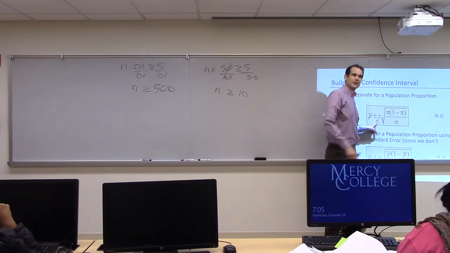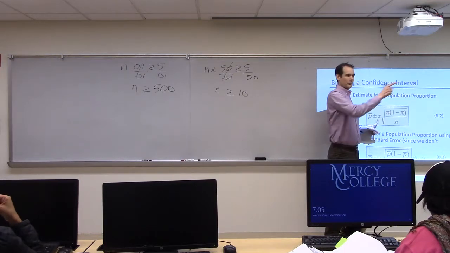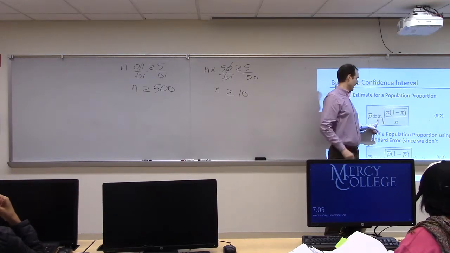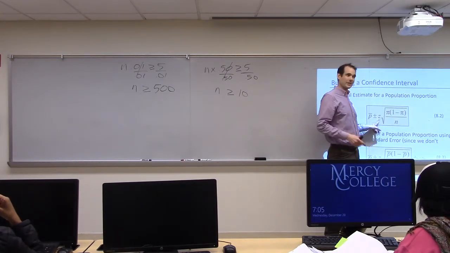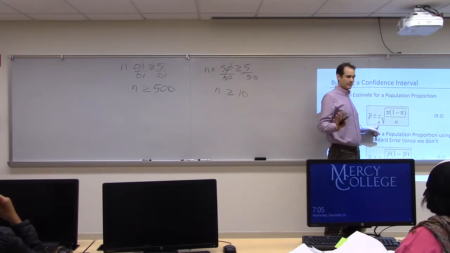1.96. It's technically going to be 2. I threw you a curveball. I said 95.5. 2 is the right answer. And if we want to be 68.3% confident, this is going to be 1, or whatever our desired level of confidence is.